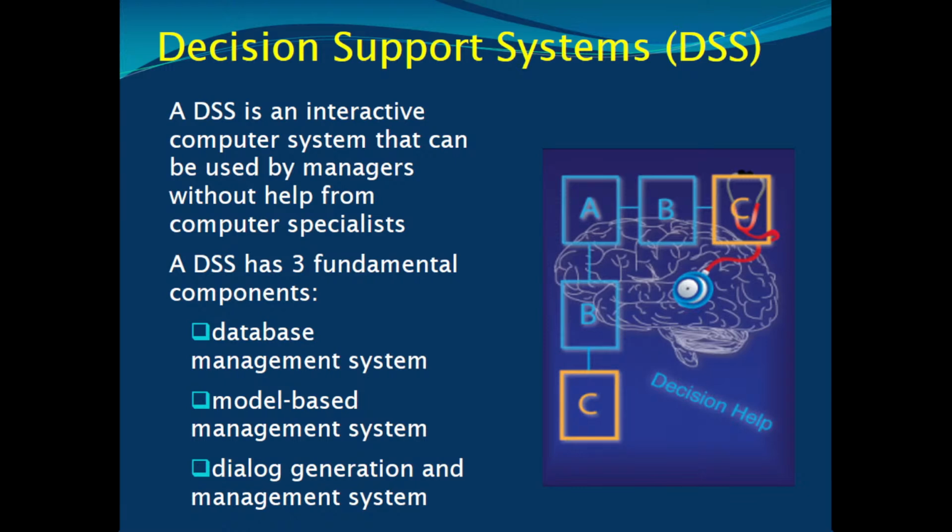A decision support system has three fundamental components: database management system, which stores large amounts of data relevant to problems the decision support system has been designed to tackle. Model-based management system, which transforms data from the database management system into information that is useful in decision making. And dialogue generation and management system, which provides a user-friendly interface between the system and the managers who do not have extensive computer training.